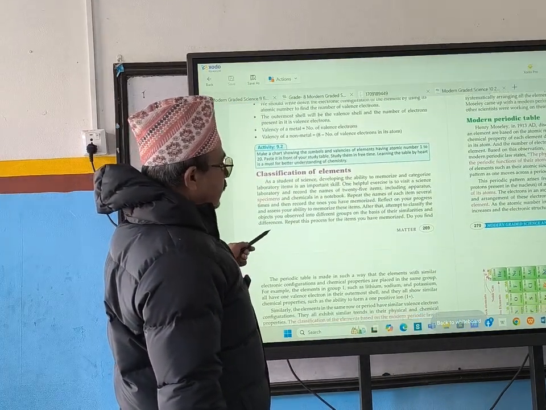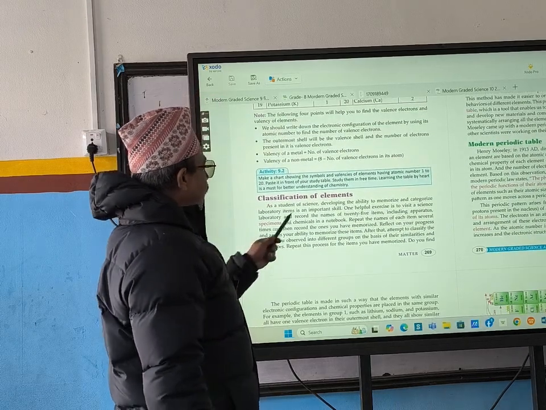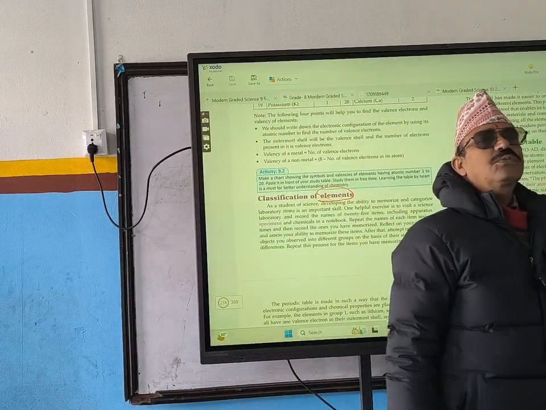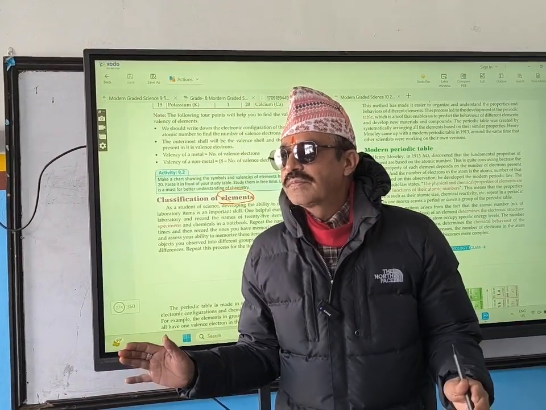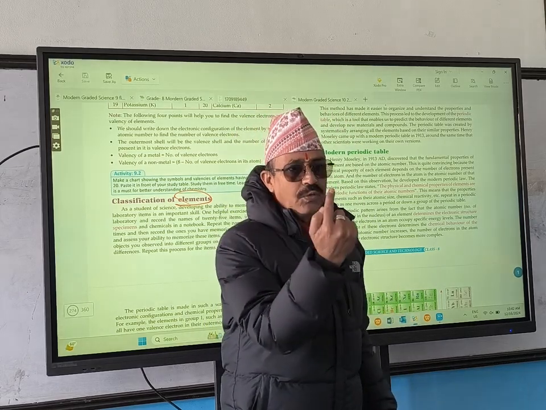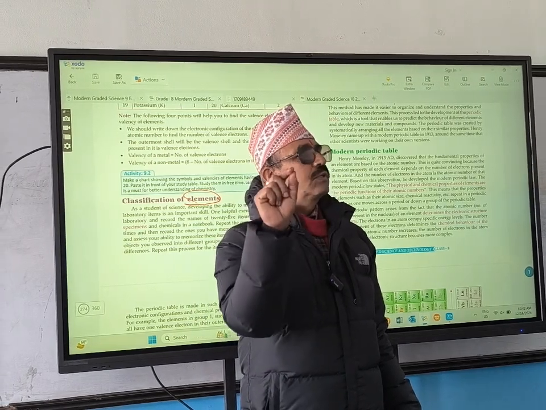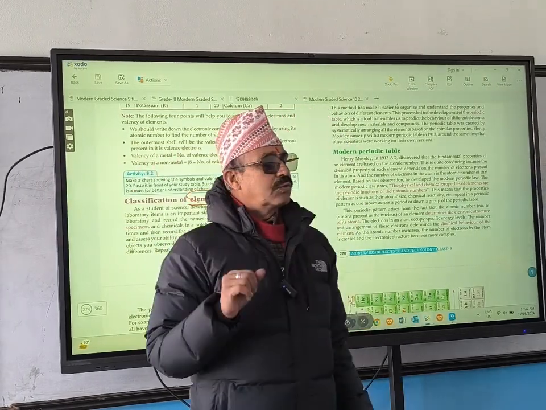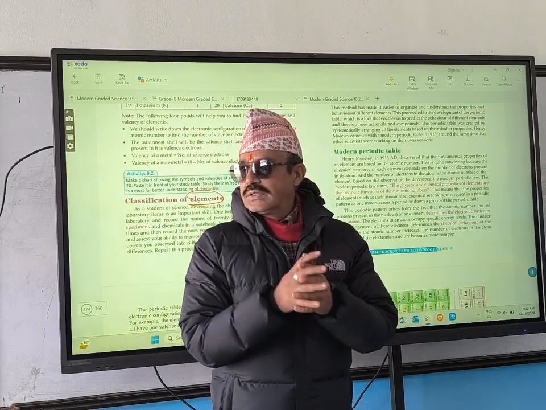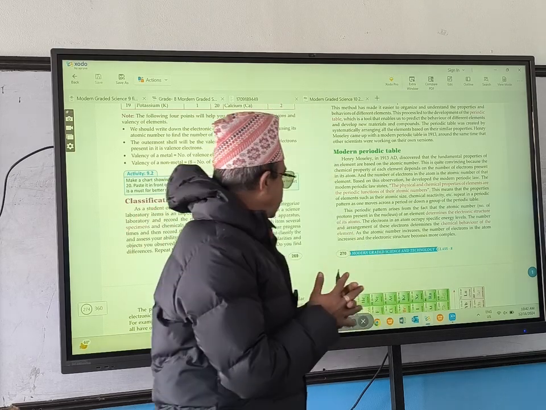Now children, the next heading is classification of elements. Elements, how do you define elements? Purest form of matter. What is the definition? Elements are the purest form of matter which are made up of only one type of atoms. Their atoms do not match with others. Gold atoms and silver atoms, do they match? Iron and copper, do they match? Zinc and hydrogen, do they match? No, they are different.